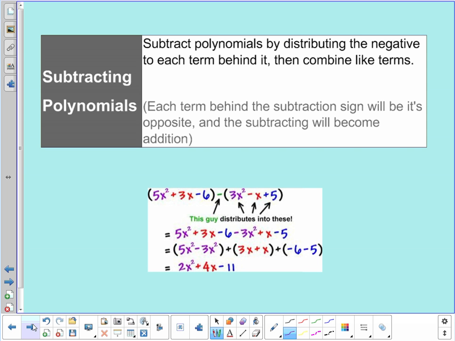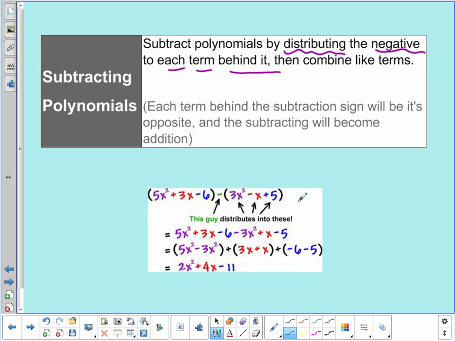Now, when we subtract polynomials, subtracting polynomials is a little bit different. We need to make sure that we distribute the negative to each term behind it. And then we just go back and combine like terms. So it's kind of like saying that each term behind the subtraction sign will be its opposite, and then the subtracting will become addition.